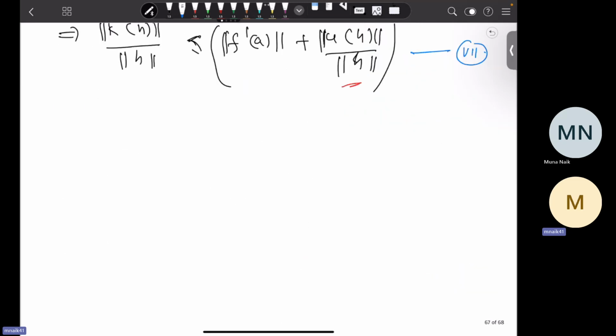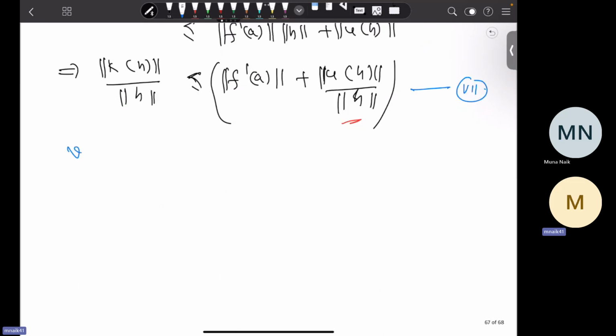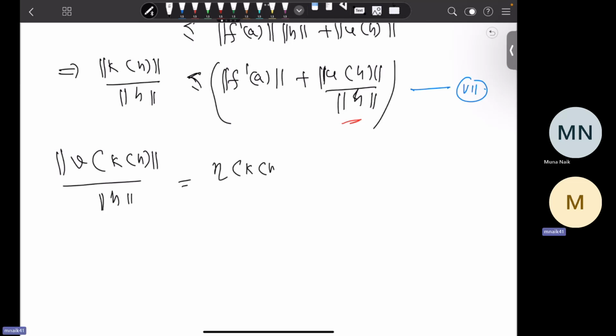So what I have to do is prove that B of k(h) is little o. So our goal is to show that B of k(h) by norm of h, this is nothing but eta of k(h) into norm of k(h) by norm of h. Okay.